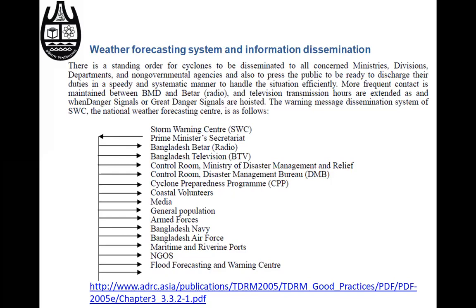So now you can understand, with the same cyclonic event, that means the same speed of the cyclone, the same speed of the wind, the life lost and property lost has still been minimized. It's a great achievement for the early warning system and dissemination system. As the whole thing depends on information, information is much more important.